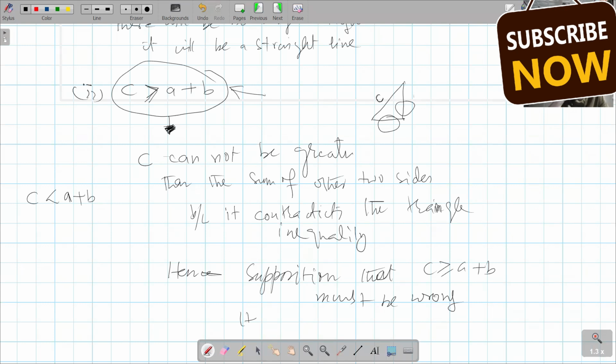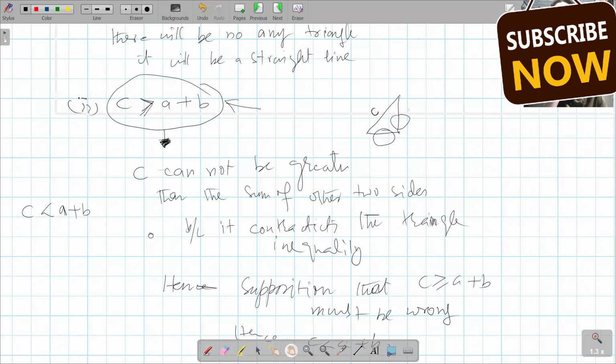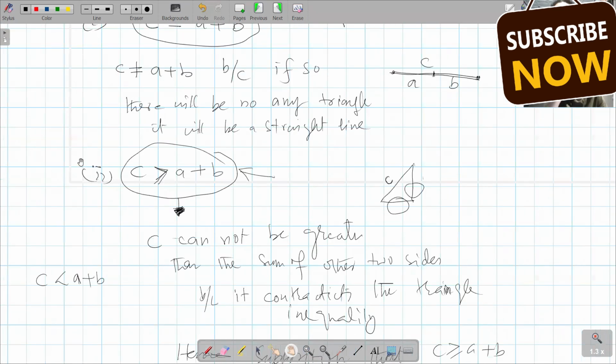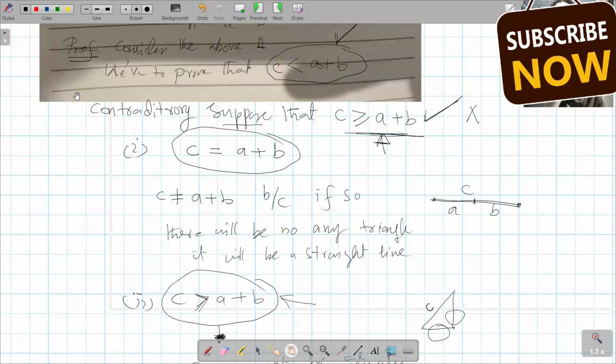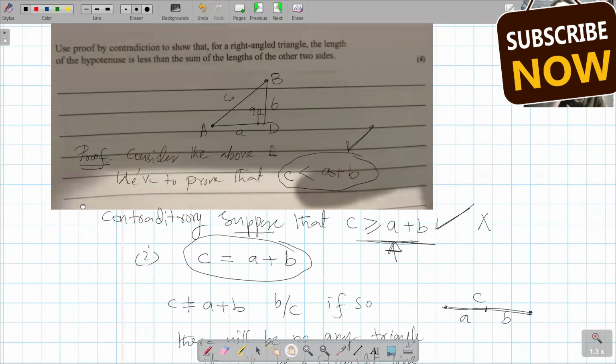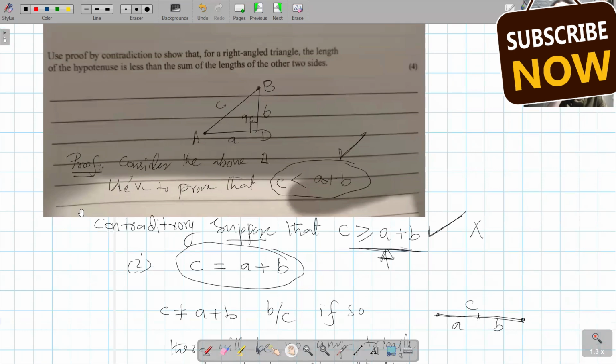Hence, it is proved that C is less than A plus B. Basically, you have to give the arguments to disprove your supposition, and then the opposite is proved. This is the way to prove things by the method of contradiction. Okay. Got it.